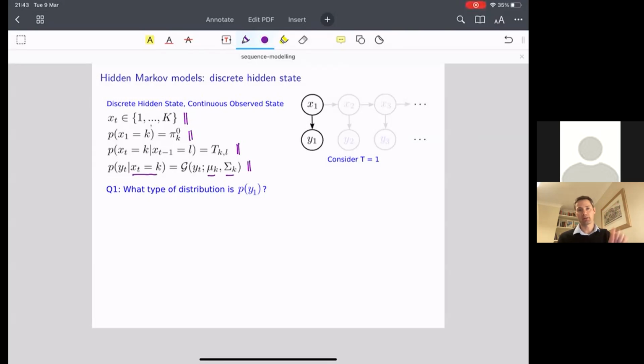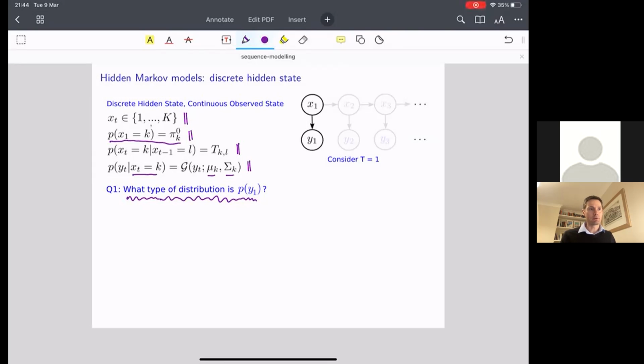And the question I want us to get started with is thinking about what type of distribution is the distribution over the initial observed state, P of Y1. So we know that the distribution over the initial latent state is just given by these pi k's. But I want us to think a little bit about what the distribution over the initial observed variable is here. So pause the video, think about that for 30 seconds, and then we'll talk through the solution here.